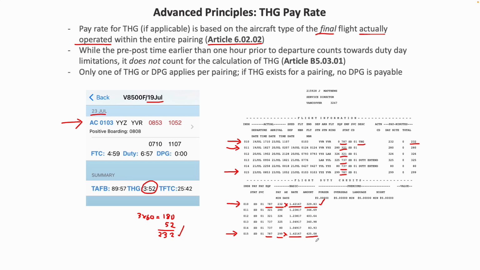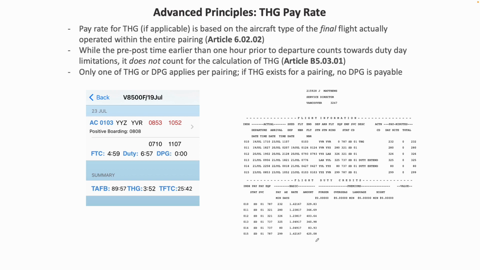Just like with DPG, the pre-post time where you show up more than 1 hour before departure, it counts towards your duty delimitations, but does not count for the calculation of THG. This doesn't really come up often, if at all, when you are calculating THG. It would really make a difference of perhaps 1 or 2 minutes in THG pay for the pairing at the most. But this is not really something you'll have to worry about calculating for THG. Does not come up really ever.